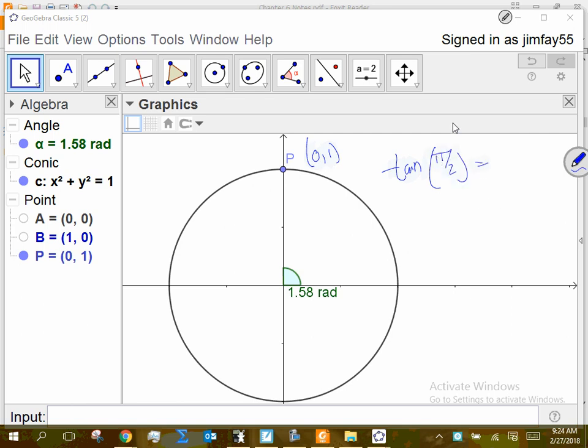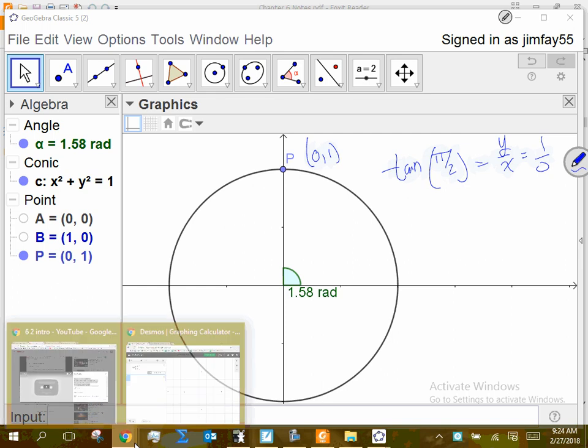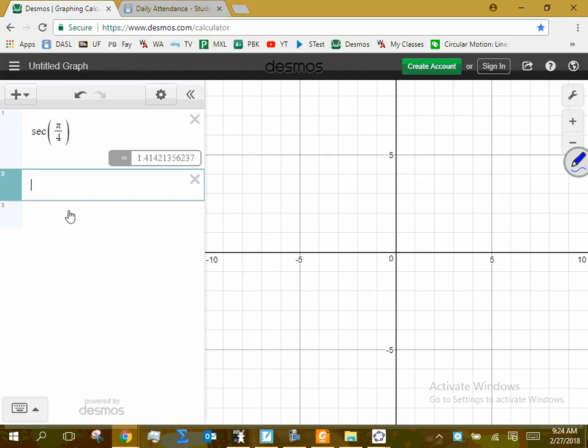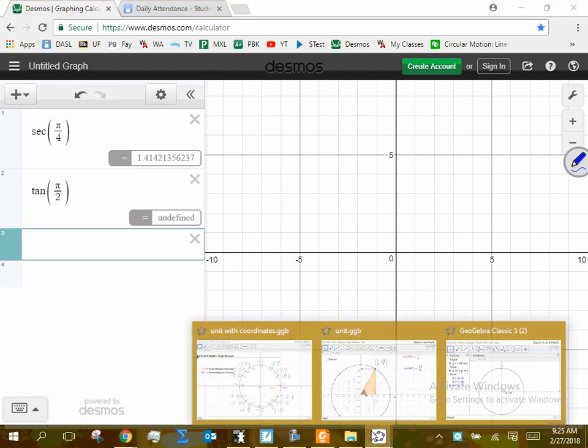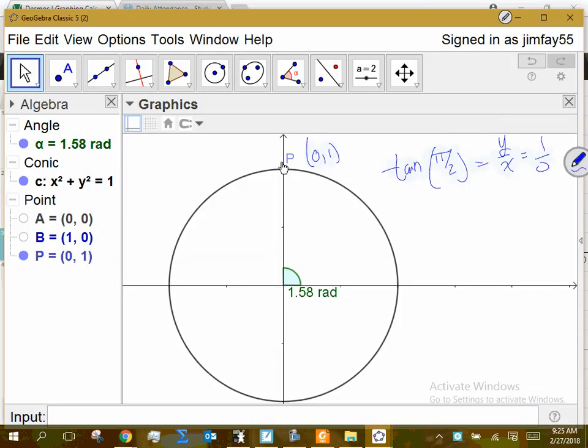If I ask that, all we've got to do is take y divided by x. Well, y divided by x in this case would be 1 divided by 0. What's the issue with that? Can't do it. It's undefined. And that's the feedback you're getting here when I take on my calculator tangent of pi over 2. It's undefined. Where else on the unit circle would you have an x value of 0? Yeah, 3 pi over 2. So down there you would have undefined. So tangent is undefined.